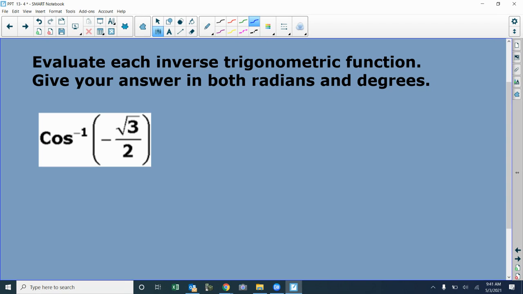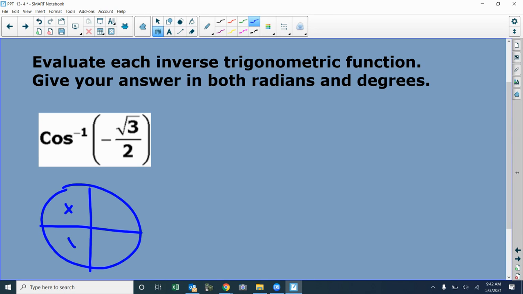Find them. So the first one's gonna be pretty easy. Make sure you put it in your calculator correctly. Cosine is what value? Our x value, right? Okay, let's think about where x is negative. X is negative here, and x is negative here. So my first one might be over here somewhere. What is it?